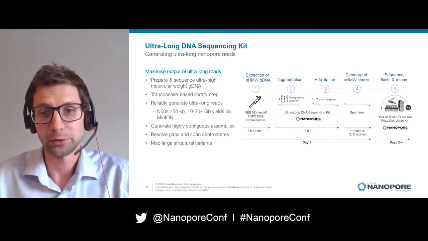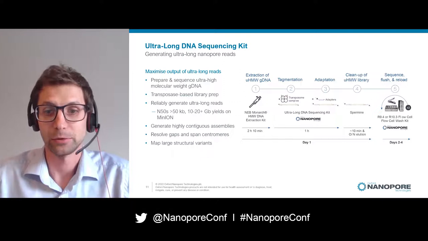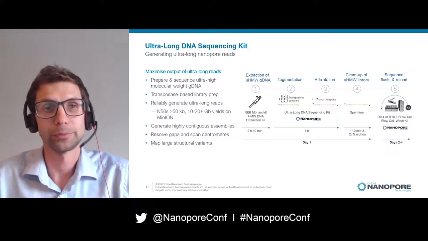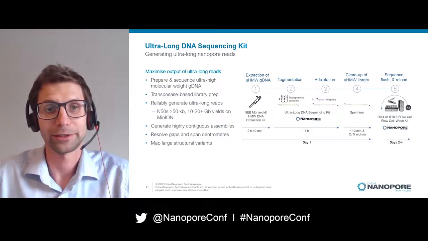With these ultra-long reads, you can generate highly contiguous assemblies, resolving gaps or longer repeat elements, centromeres, and also improves the phasing capability to map any small variants or longer structural variants.